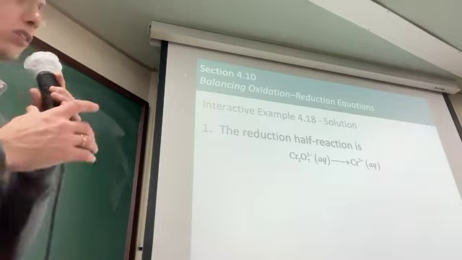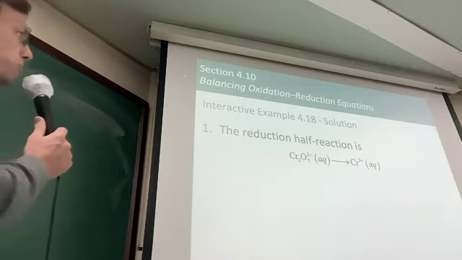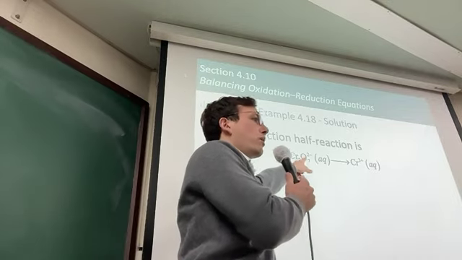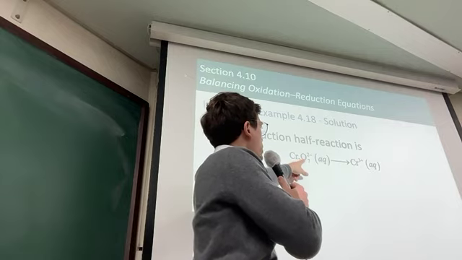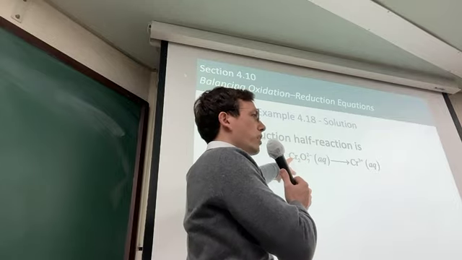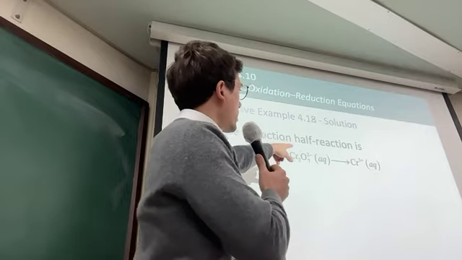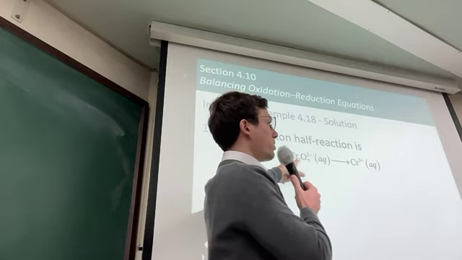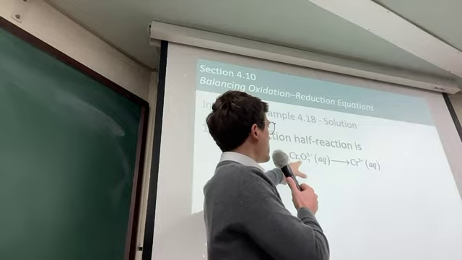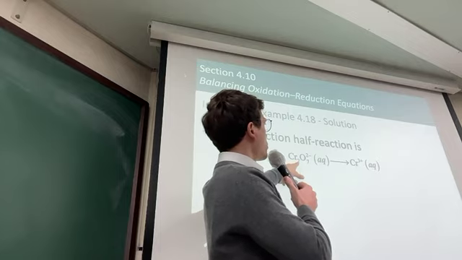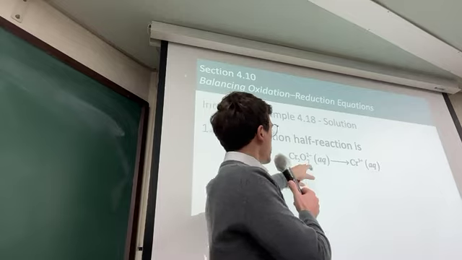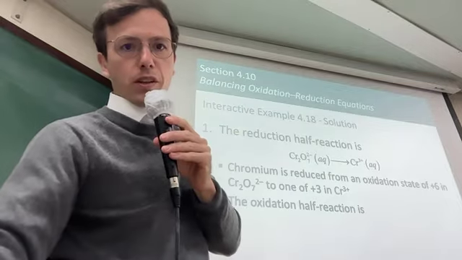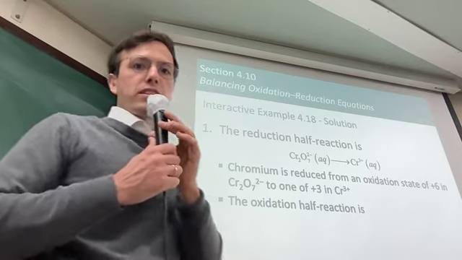So for the reduction, we have Cr2O7 2- to Cr3+. What are the oxidation numbers? So oxygen is always -2. So this is -14. Divided by 2, it's 7. But we have also a 2 minus charge here, which means the chromium is not 7 but 6, right? And 6 times 2 is 12 minus 14, so it's exactly -2, right? So it's going from +6 to +3.